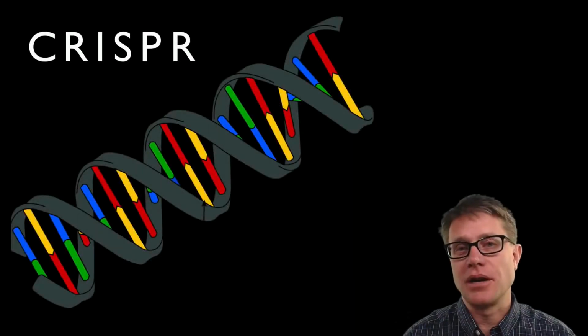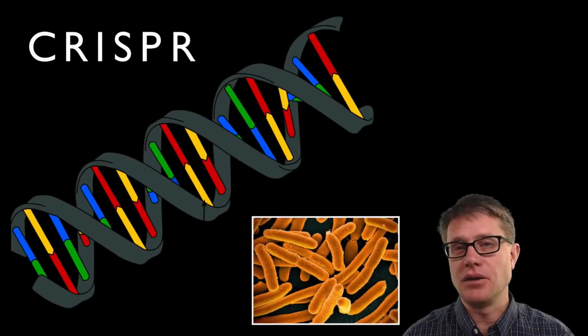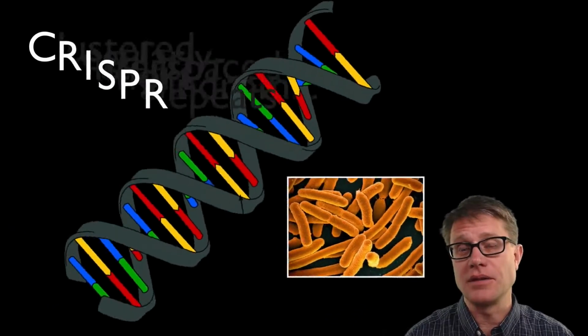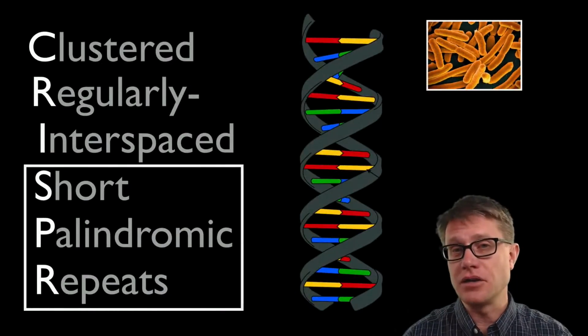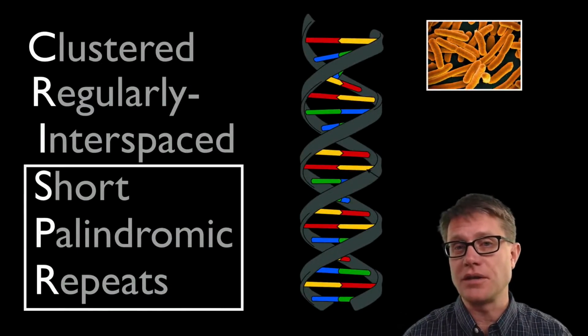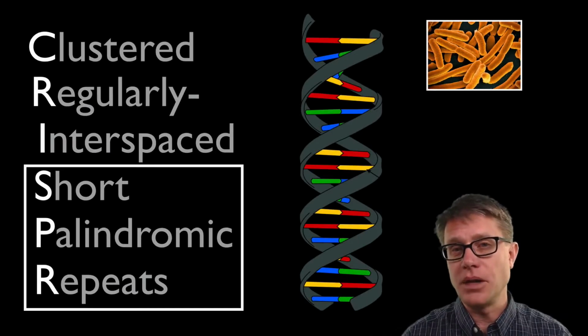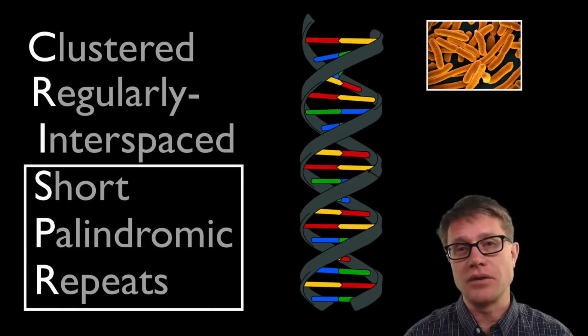Like most things in molecular biology, CRISPR was first identified in E. coli. And if we break apart the acronym, it stands for Clustered Regularly Interspaced Short Palindromic Repeats. Now that's a mouthful, but it does tell you the two main parts found in CRISPR. First of all, we have the repeats.